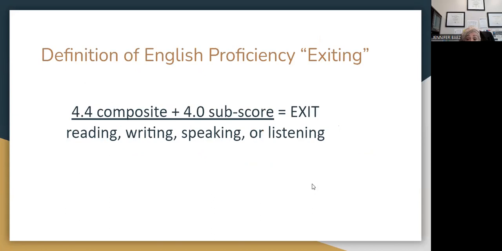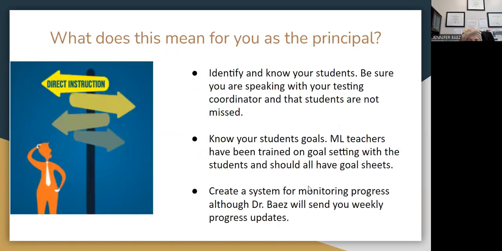So what does it mean to be proficient or to exit? That means you have a 4.4 composite score with a 4.0 sub score. And I'm going to show you what this means because it's a little confusing this way.